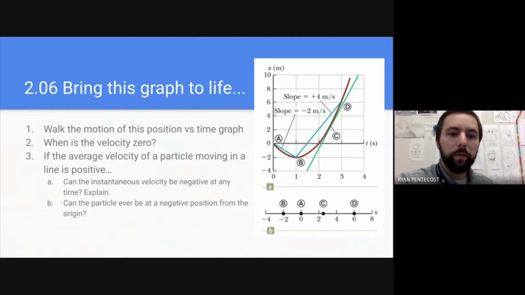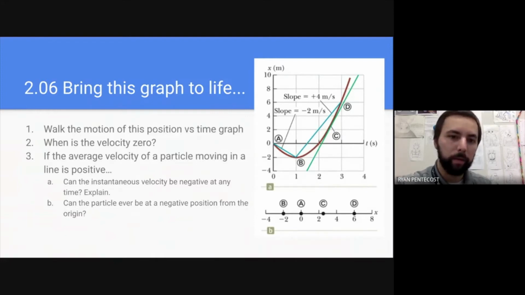Now, number 3, if the average velocity of a particle moving in a line is positive, can the instantaneous velocity ever be negative at any time in that average, I guess, wherever you're calculating that average? So let's say the average velocity of a particle is positive. Could the instantaneous velocity ever be negative even though the average velocity is positive? Now, pause the video real quick and try and think of a scenario in which an average velocity could be positive, but an instantaneous it could be negative.